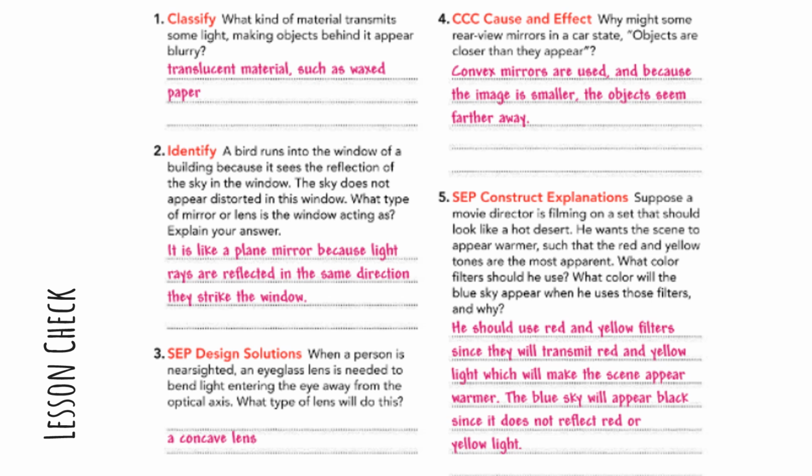So he should use red and yellow filters, since they will transmit red and yellow light, which will make the scene appear warmer. The blue sky will appear black, since it does not reflect red or yellow light. And that finishes this section, as well as this topic.